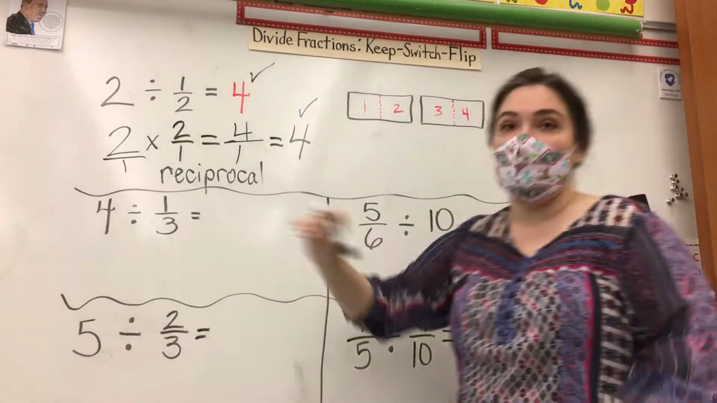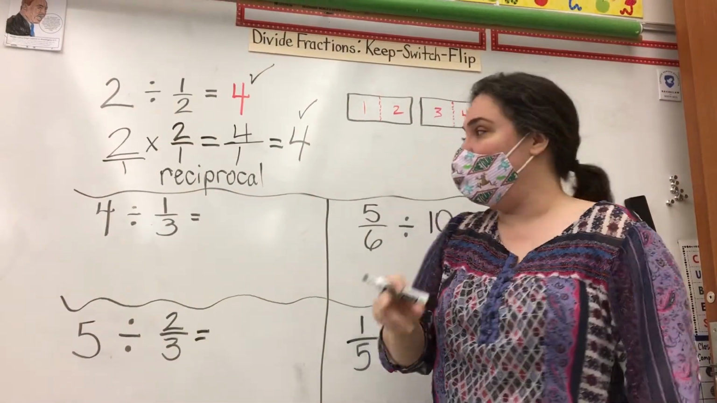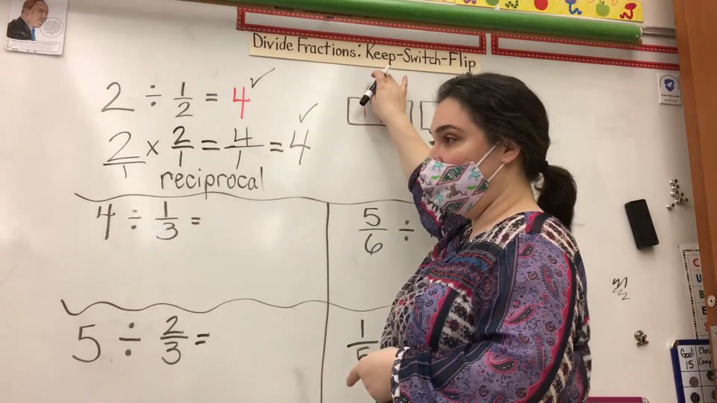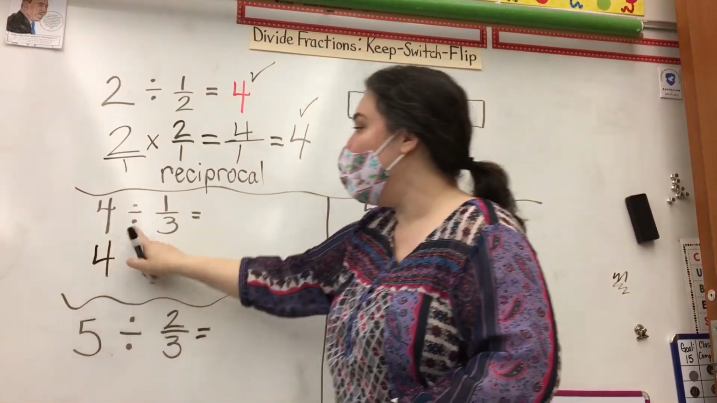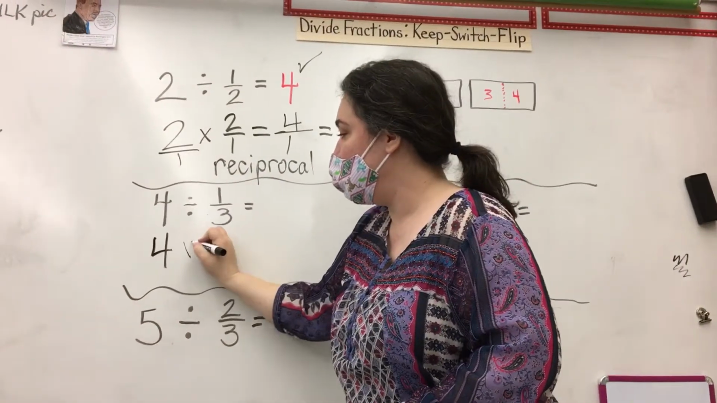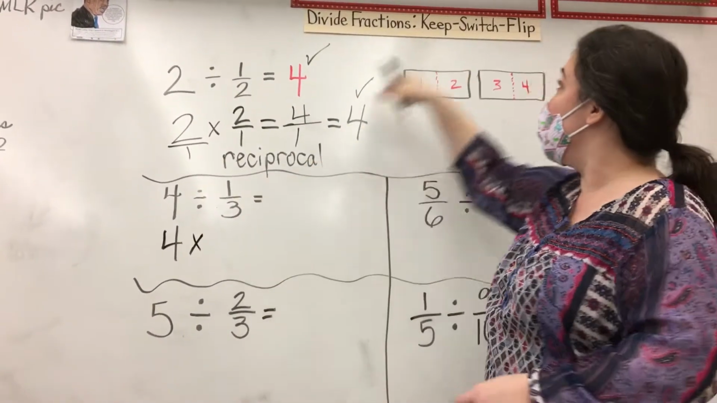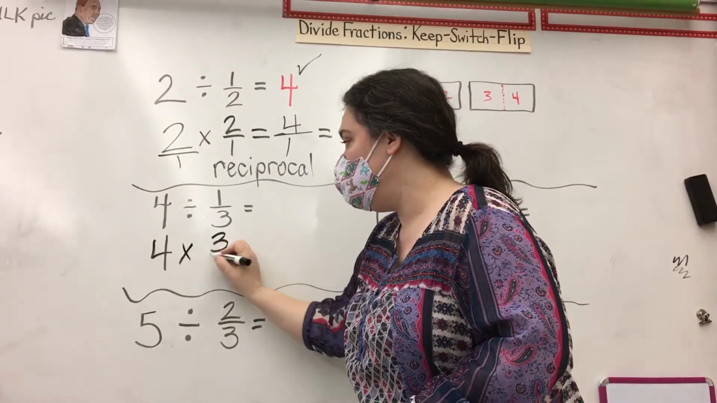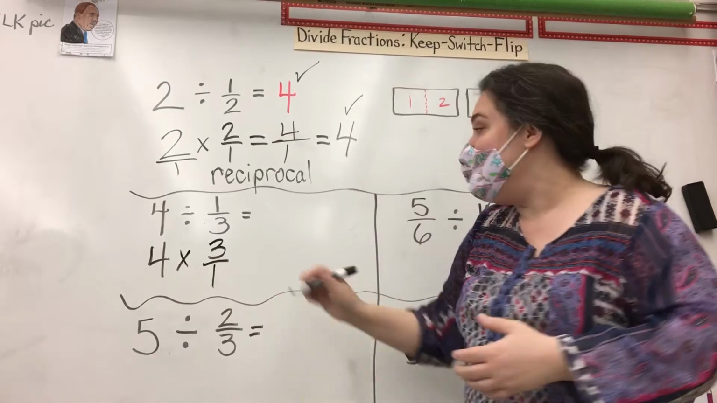Now, let's give another one a shot. Arya, you going to help me with this one? Yes, ma'am. What do we do with the first number? We keep it. Let's keep the 4. What do we do with the division sign? We switch it so it'll be multiplication. Very good. Then what do we do with our fraction? We flip it so it'll be 3 over 1. You got it. Okay, now we can solve.